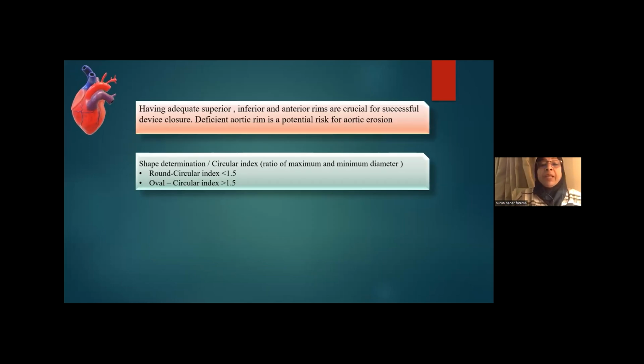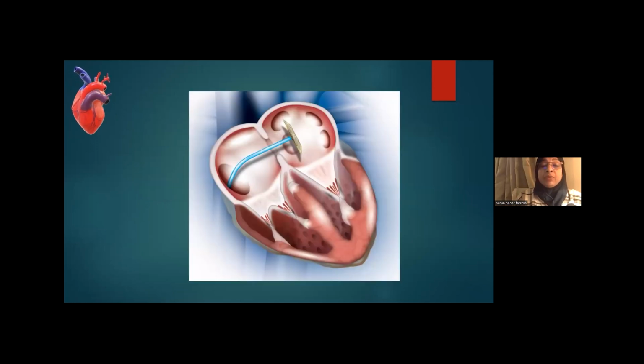Now, having adequate superior, inferior, and anterior rims is crucial for successful device closure. Deficient aortic rim is a potential risk for aortic erosion. And what is the circular index now? The round or circular index: if you divide the maximum by the minimum diameter, and it is less than 1.5, it is a round ASD. And if it is more than 1.5, this is an oval ASD. So it is known as the circular index.